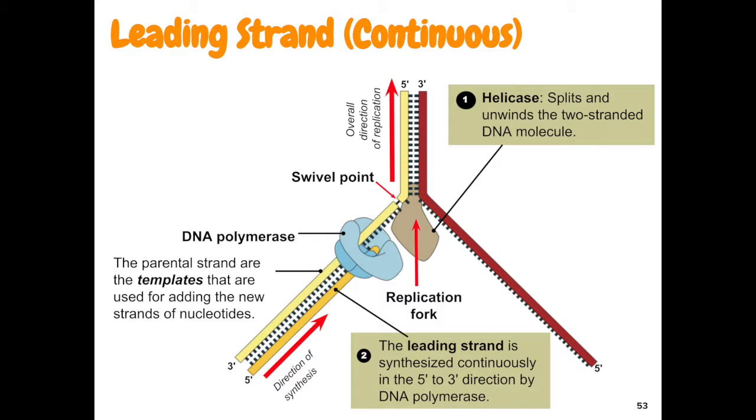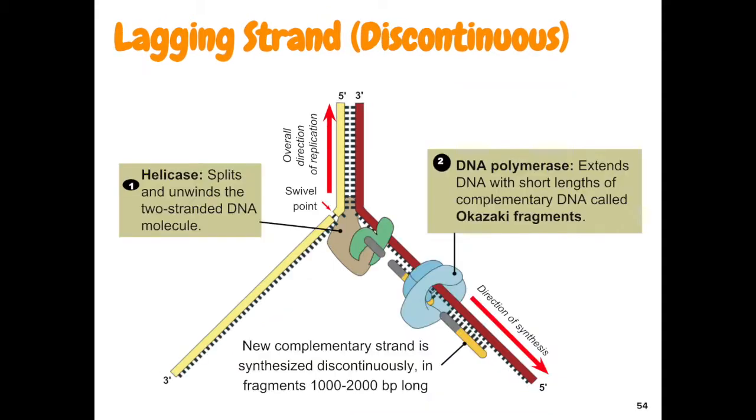The reason why we call it the leading strand is because it is synthesized continuously in the 5' to 3' direction, as opposed to this other strand that we're going to call the discontinuous strand or the lagging strand, because it starts at the 5' end, and DNA polymerase can't run in the 5' to 3' direction. It can only run in the 3' to 5' direction and synthesize 5' to 3'. So it's opposite of the way that DNA polymerase can synthesize.